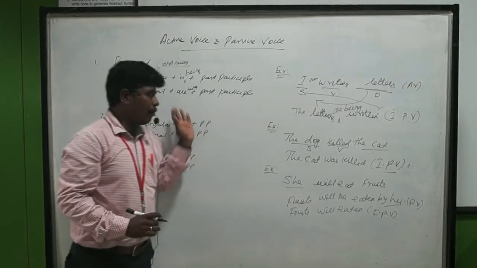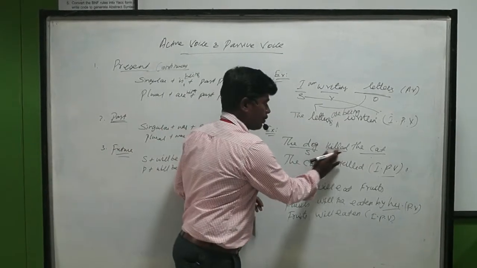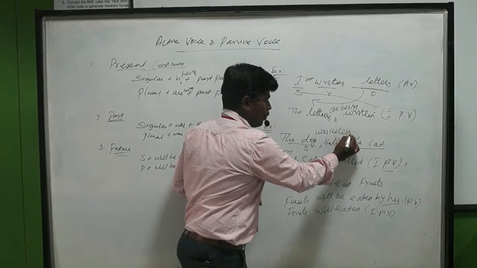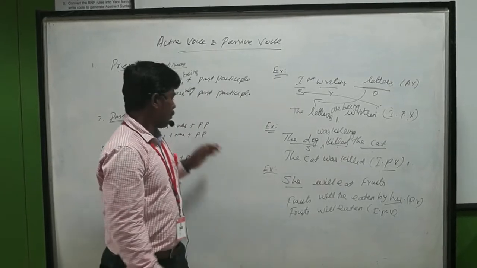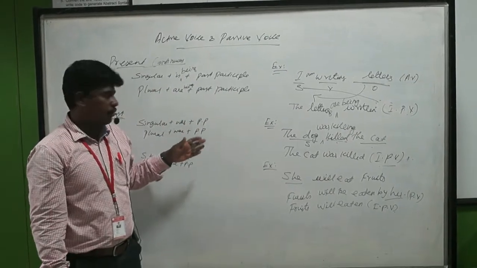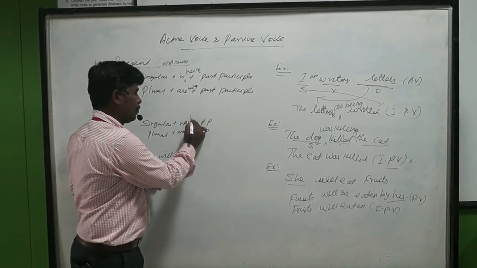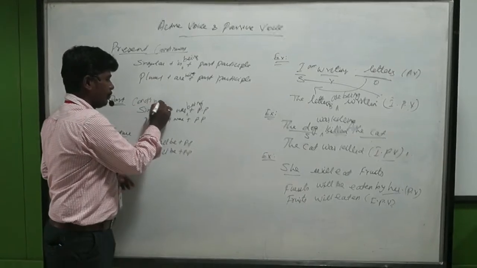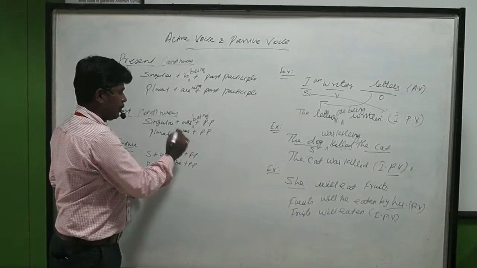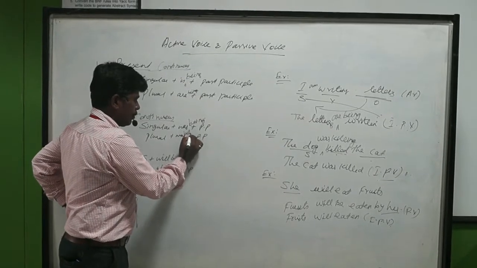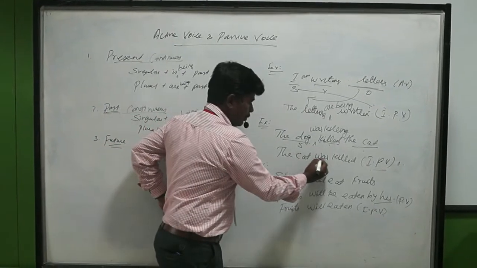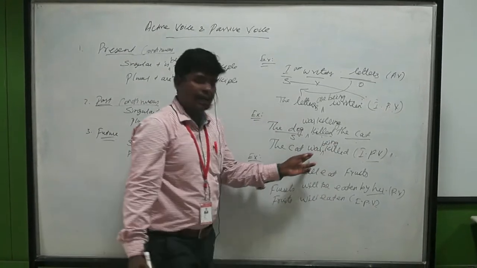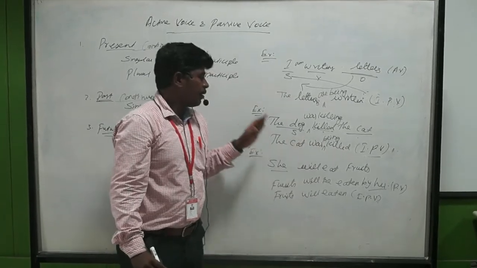The same for the past continuous tense also. The dog was killing the cat. Okay, so we know the formula: singular plus was plus past participle. So we are going to add "was being" alone for the past continuous tense, and then "were being" for plural. So the cat was being... that's all. We are just adding "being" alone for the past continuous tense.